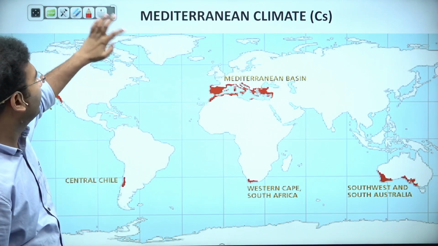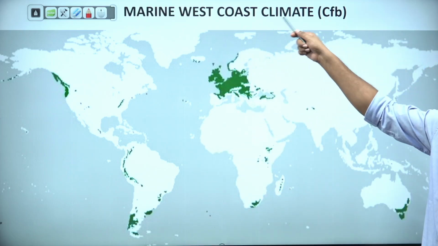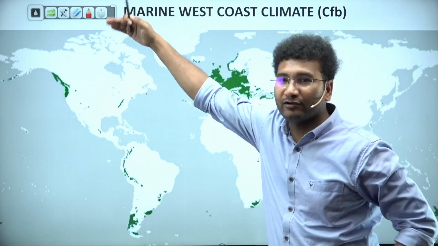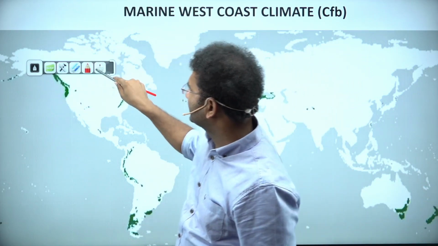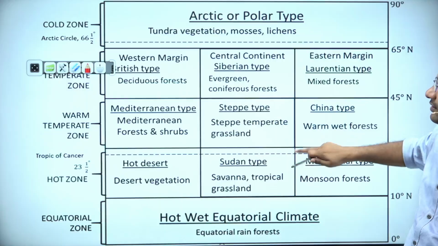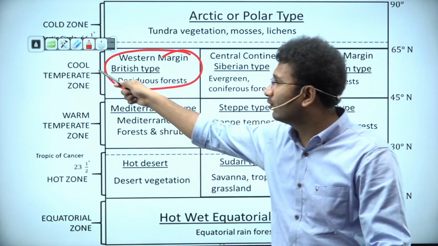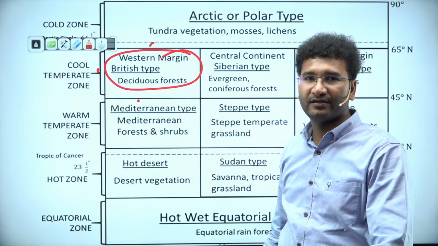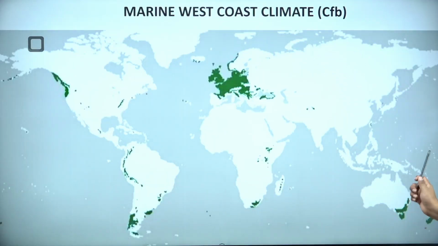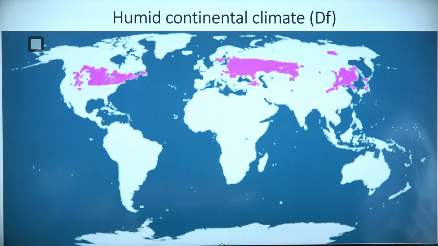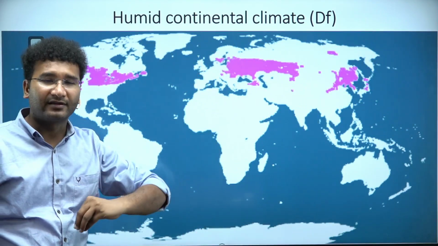Come to the next type, that is Cfb. Cfb is marine west coast climate. You go a little more north, above the Mediterranean. Just above the Mediterranean is this marine west coast climate. Go to the colder temperate region, between 45 and 60. So this is called marine west type climate, right? On the western margins. Come to humid continental. This Siberian type of climate is the humid continental climate.